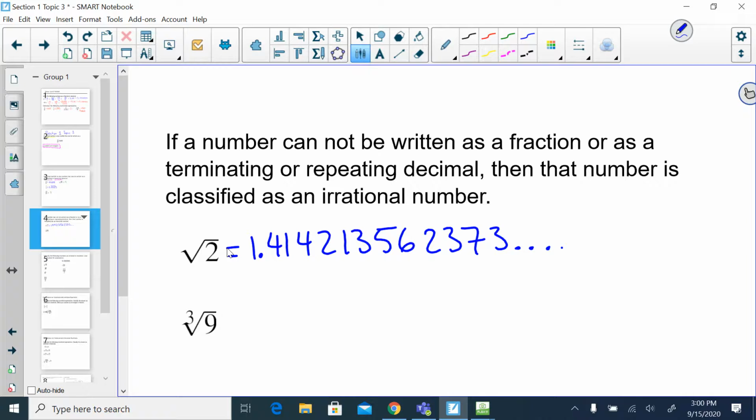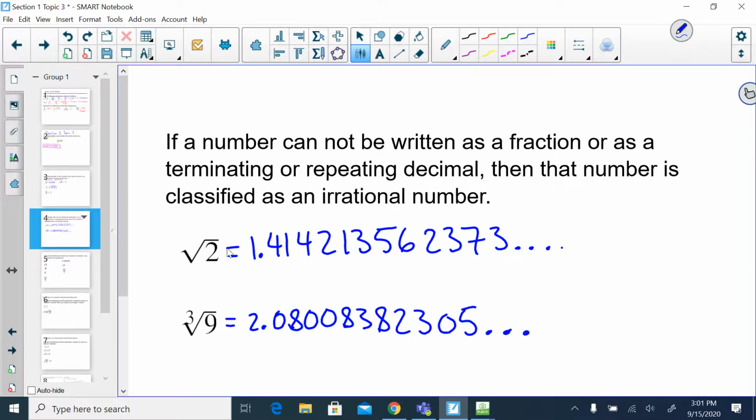The cube root of 9. So this is not the square root of 9, this is the cube root of 9. Okay, or the third root of 9. And that is going to be equal to 2.08008382305, and that's going to keep going on and on as well.